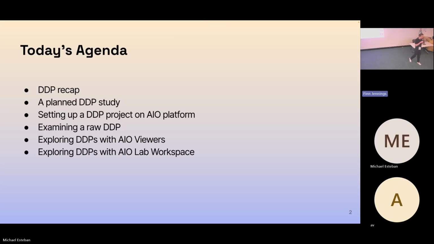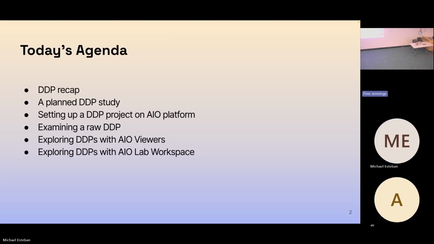This is just a rough idea of what we're going to do. We're going to have a little bit of a recap about what DDPs are about. I'm sure you remember. We're going to invite Kelly to come back and talk a little bit about a study she's planning to run, which involves DDPs. I'm going to show you a sneak peek of the AIO platform. This is not yet released, but a special showing for all of you today. And I'm going to show you how you can go about setting up a DDP project on the AIO platform.